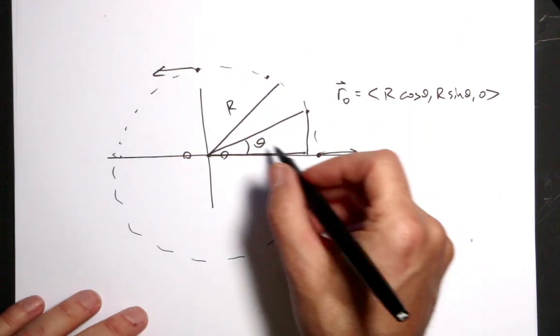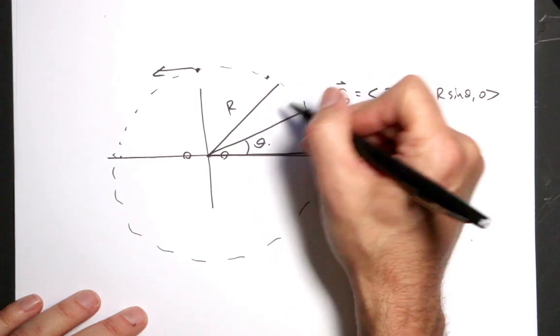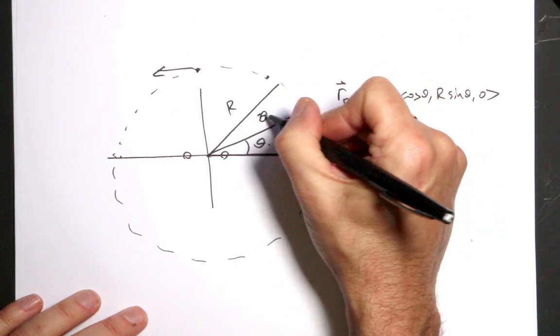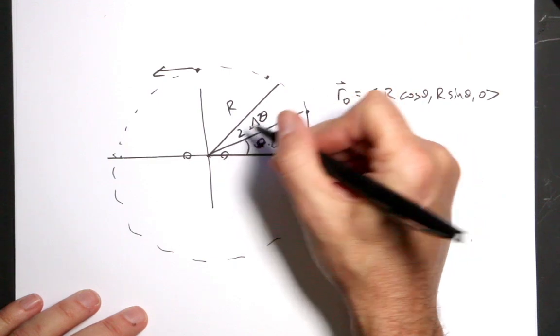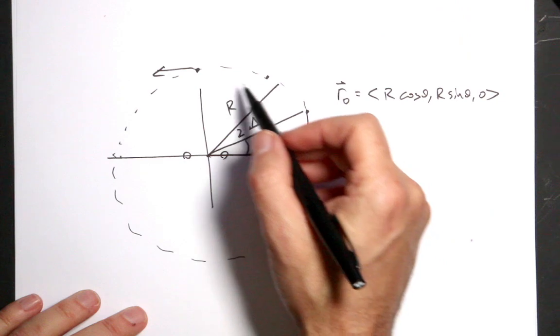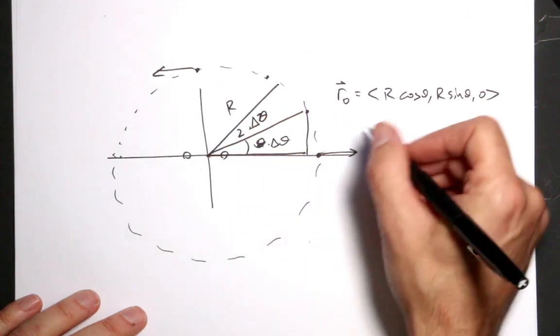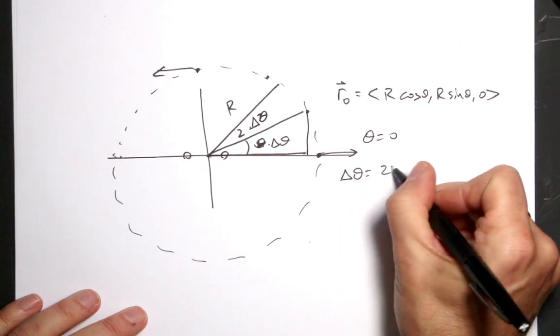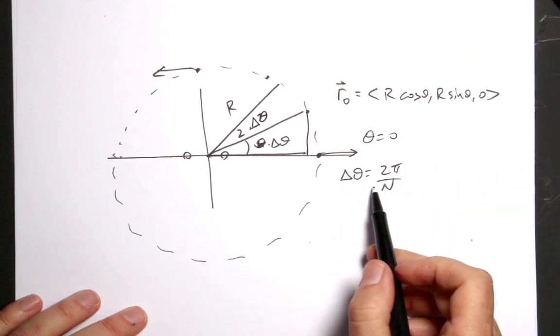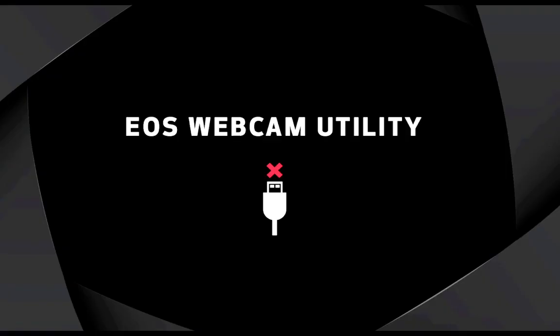So now I'll say theta, and then the next one is going to be, actually let's call this delta theta. And then this will be 2 delta theta. So if I break this into equal angles, I can move around here. I'll start off with theta equals 0, and then delta theta is going to be 2 pi over N, where N is going to be the number of dots I want to have. So let's say, I don't know, 7, 8. N equals 8, maybe. We'll play around with that. We'll get that to work.